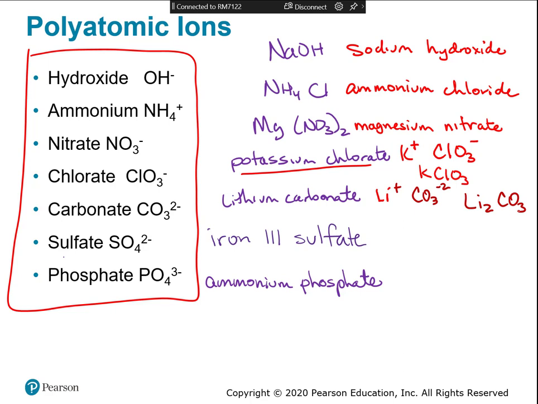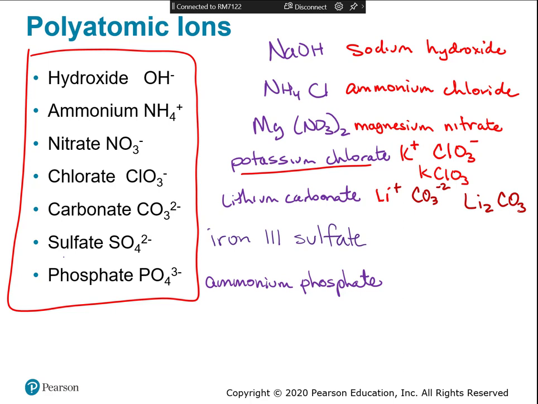That makes sense to everybody? So just think of these polyatomics. They really behave just like one thing. Okay? They behave as if they're just a non-metal, even though it's a group of them, because together they all have a charge.